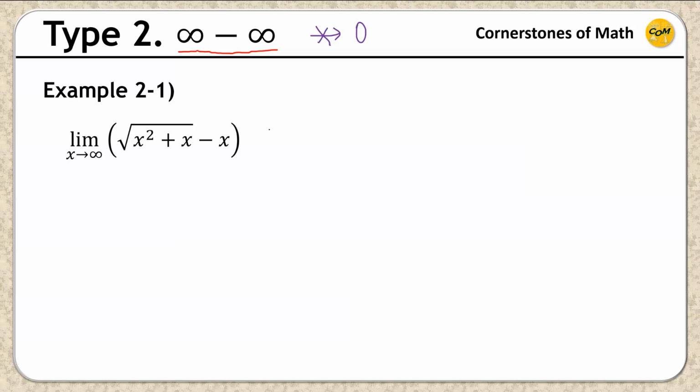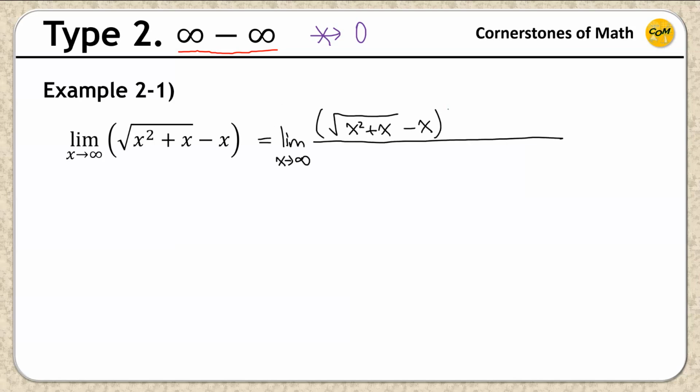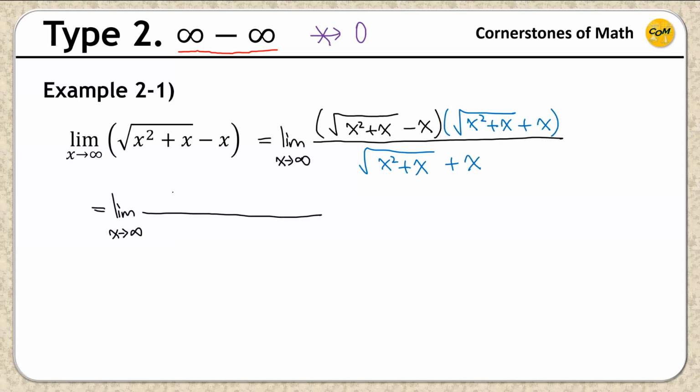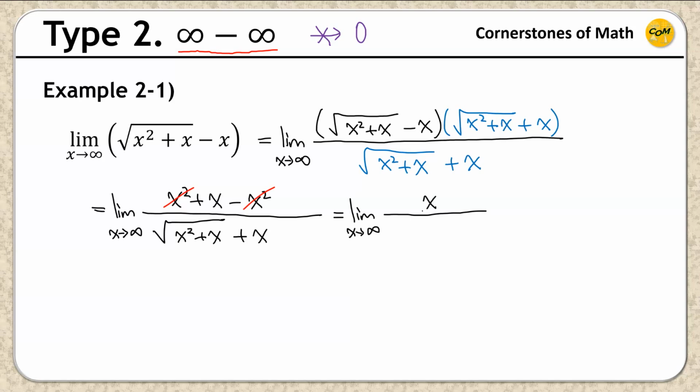As for this specific example, we multiply a sort of conjugate expression, which is the square root of x squared plus x, on both numerator and denominator. Then the numerator becomes x squared plus x minus x squared. So this is divided by the square root of x squared plus x. So it is the limit of x divided by the square root of x squared plus x.